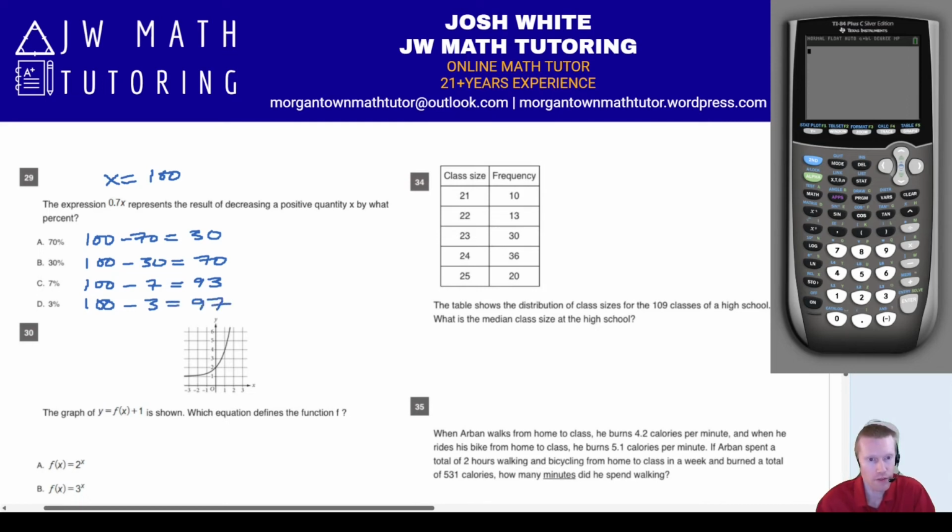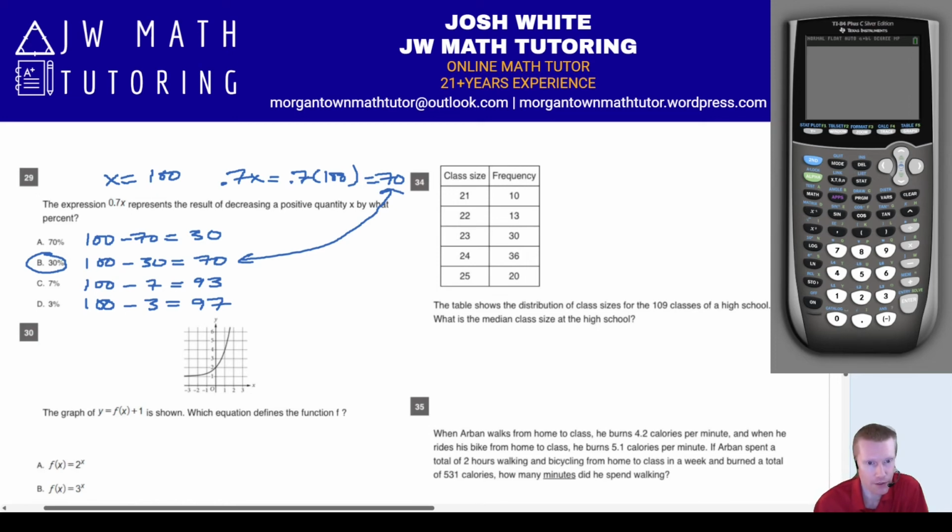Now, which one of these is equal to 0.7x, where, again, x equals 100? So 0.7 times 100, and you could just do it on the calculator if you weren't sure, just equals 70. So which of these answer choices leaves us with 70? So obviously it's letter B, 30%. So the correct answer for this one is going to be letter B.